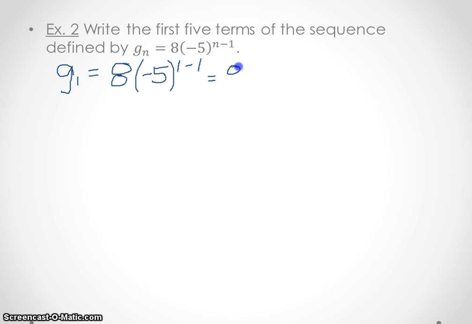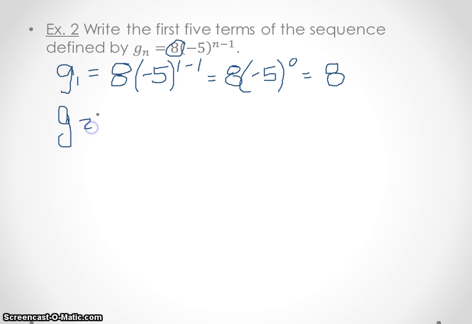Well, that would be 8 times negative 5 to the, well, 1 minus 1 is 0. Ooh, here comes our little rule: anything to the 0 power is going to be 1. So this whole part is 1 here. So 8 times 1 gives you 8. Oh, look at that. I said they didn't give us our first term, but that looks familiar. Interesting. All right, g sub 2.